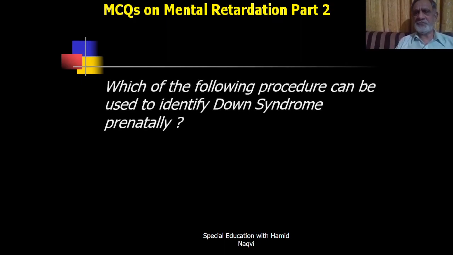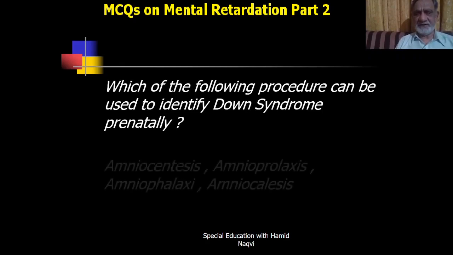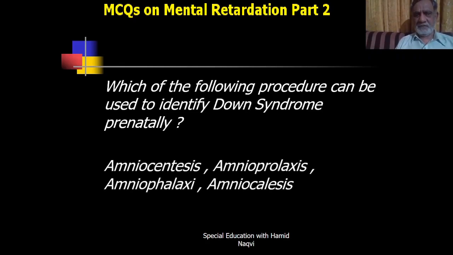Which of the following procedures can be used to identify Down syndrome prenatally? Omnicentrosis, omniprolasis, omniphalacissexy, omnicalcisis. Answer is omnicentrosis.